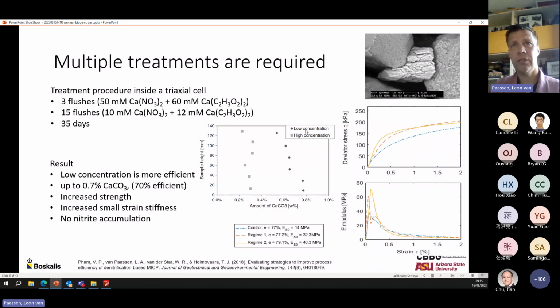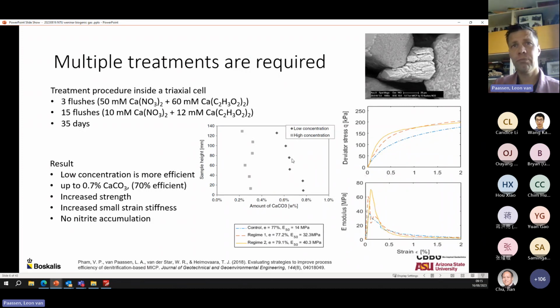And actually here we showed in these experiments that the amount of calcium carbonate formed with the low concentration is actually much higher, about 0.7% from the 1%. So it's about 70% efficient. But the low concentration results in higher yields of calcium carbonate than the high concentration. And this is due to this toxicity of the high nitrate concentrations.